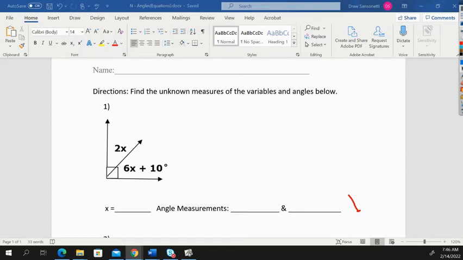Hi everybody. In this video we're going to talk about solving the equations inside of angles. Let's go through these problems. Let's see how they're done.